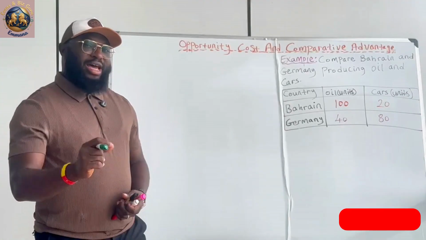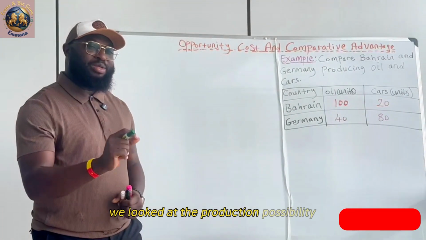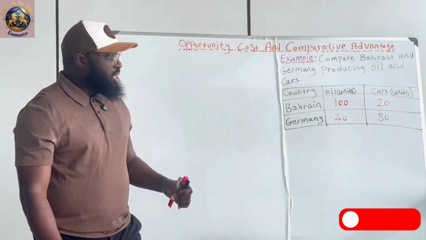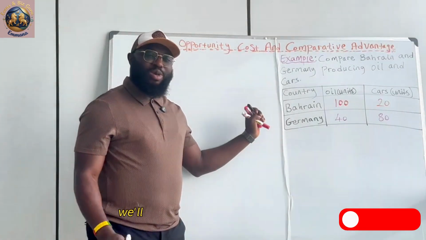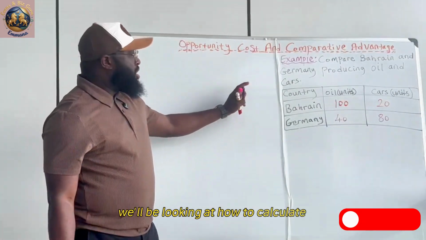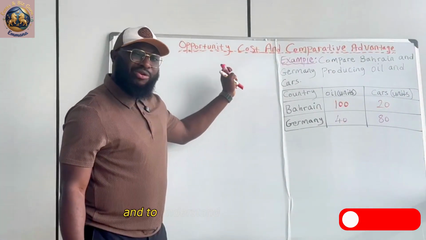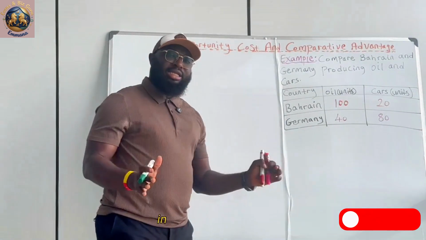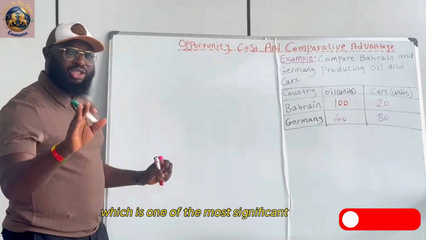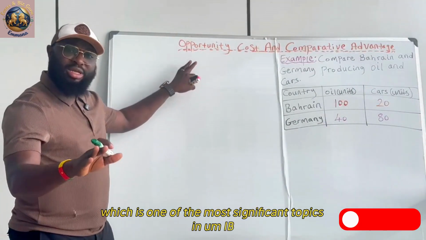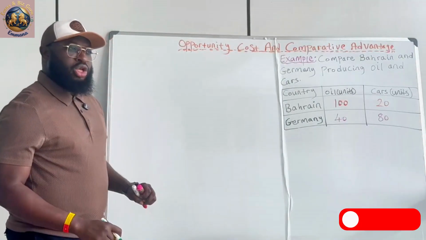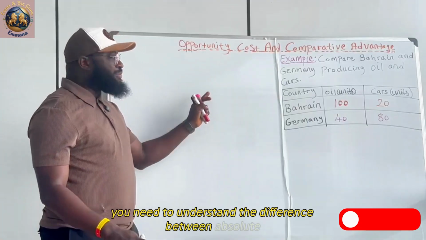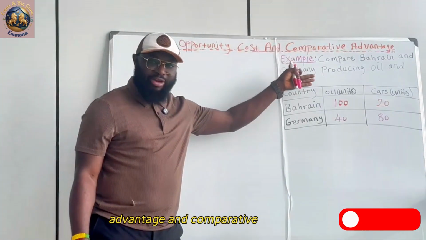In our last video, we looked at the production possibility curve and how we can represent opportunity cost on a graph. In today's video, we'll be looking at how to calculate opportunity cost and to understand the concept of comparative advantage. In international trade, which is one of the most significant topics in IB, in AP, in the advanced level, you will discover that you need to understand the difference between absolute advantage and comparative advantage.